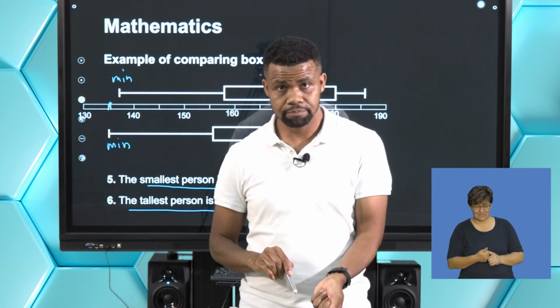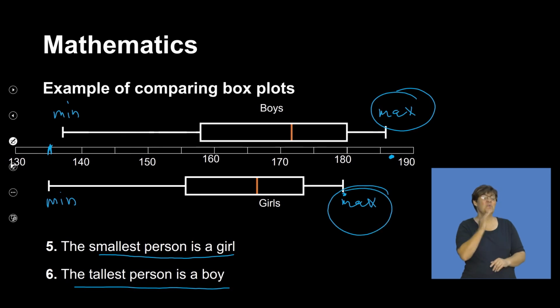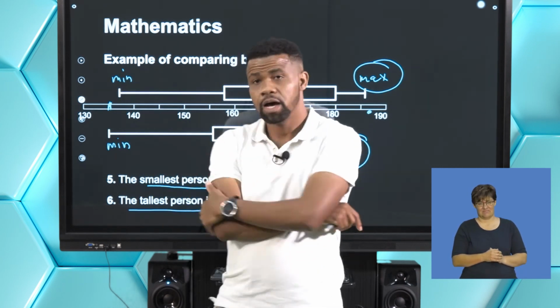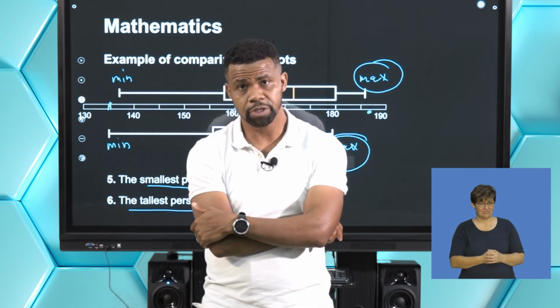Are we all together? Now, is the tallest a boy? The tallest, we're going to look at the maximum. The maximum for a boy is close to 190, and the maximum for a girl is close to 180. Based on using the maximum, we can see that the tallest is a boy, based on this whisker plot. Are we all together? Okay.